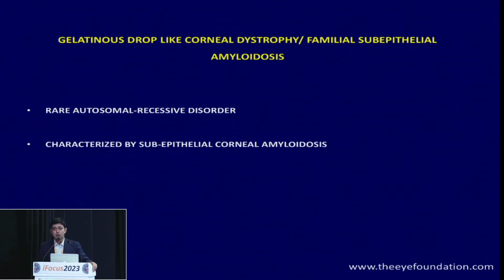So just a couple of points which you can remember about the dystrophy. Now one not so common but very visually significant and important superficial dystrophy is the gelatinous drop-like dystrophy. Now this is an autosomal recessive condition. Most of them are autosomal dominant. This is autosomal recessive, lattice is X-linked. This is characterized by the deposition of corneal amyloid in the subepithelial surface.